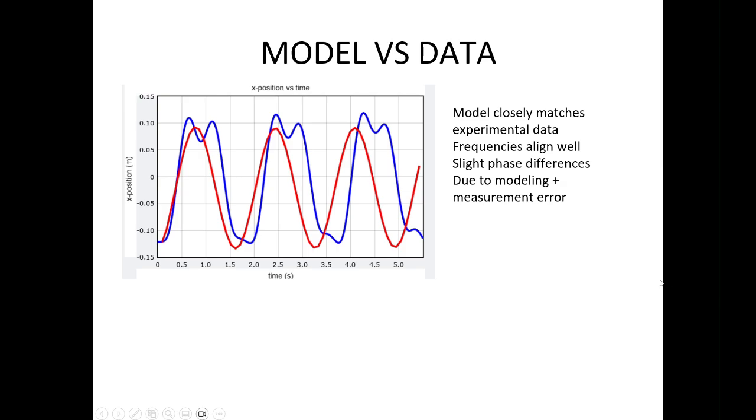Here's the model versus data graph. These graphs compare the computational model to the experimental data. Overall, the model closely matches the experimental motion, especially in frequency. Obviously, there are small differences in phase and amplitude, and these differences are likely due to measurement error and simplifications in the model.